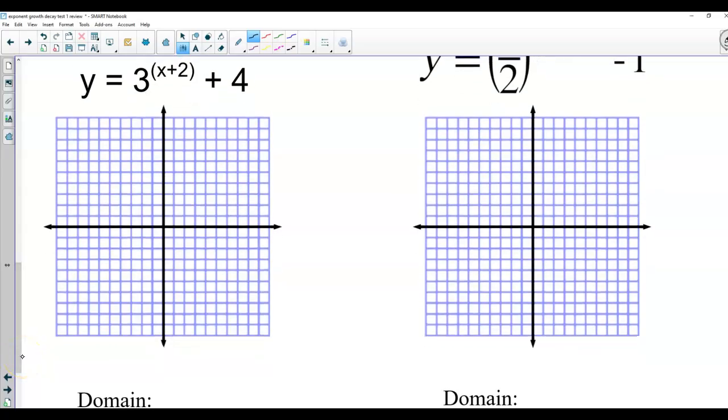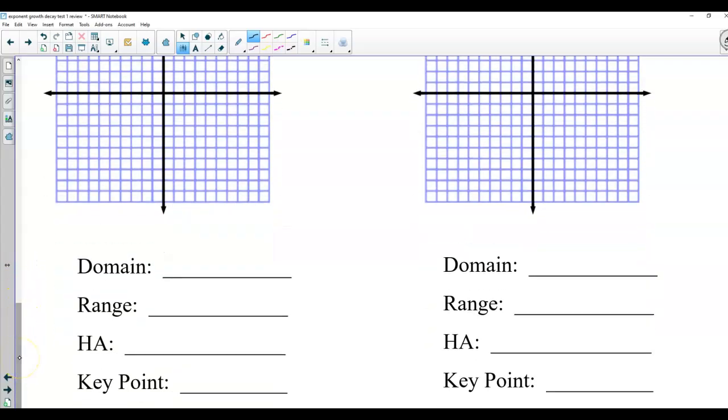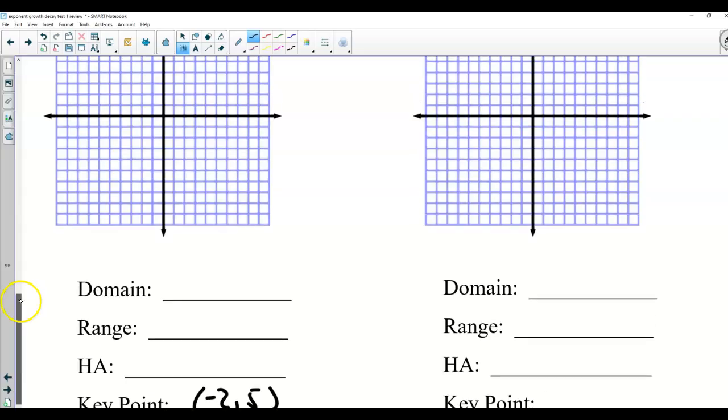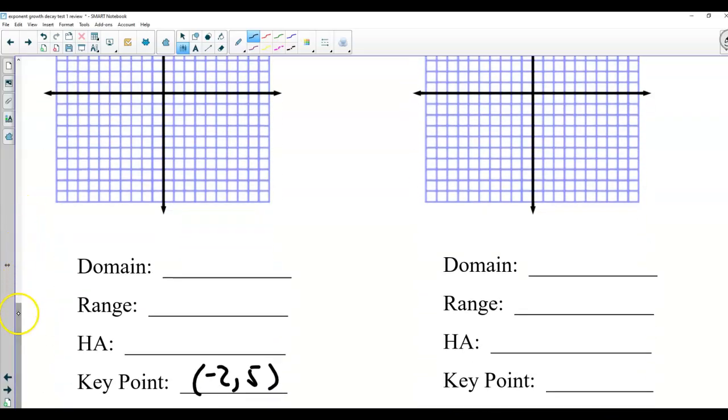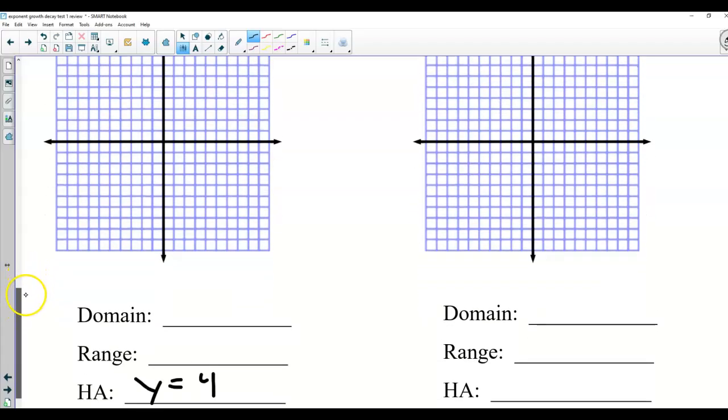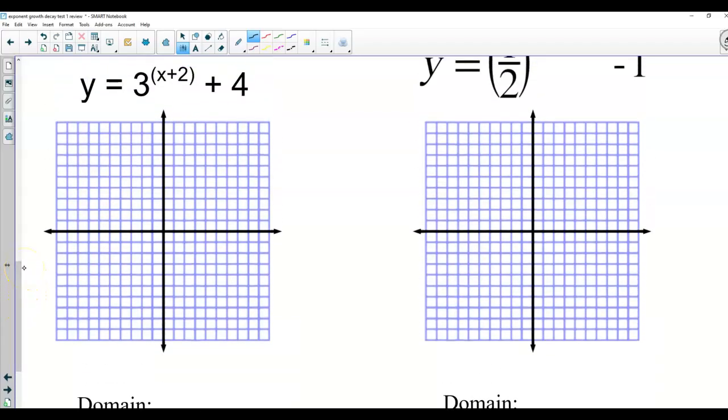Next one, my key point, I'm going to throw negative 2 in here. 3 to the 0, when you plug negative 2 in there, is 1. 1 plus 4 is 5. So negative 2, 5. Horizontal asymptote, y equals 4. So if I graph that y equals 4, there it is.